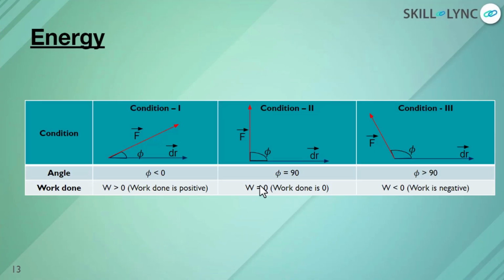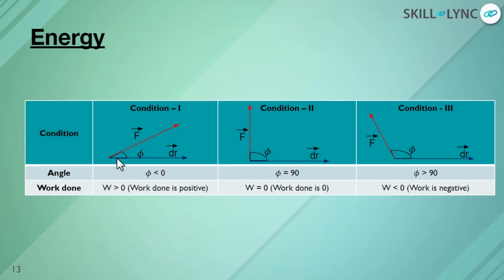Now, in the next slide, we are going to study the types of work done that we usually see. That is, when the work done would be positive, when the work done would be 0, and when the work done would be negative. This we are going to study in this slide. So, let there be 3 conditions for this. Let's get into condition 1.